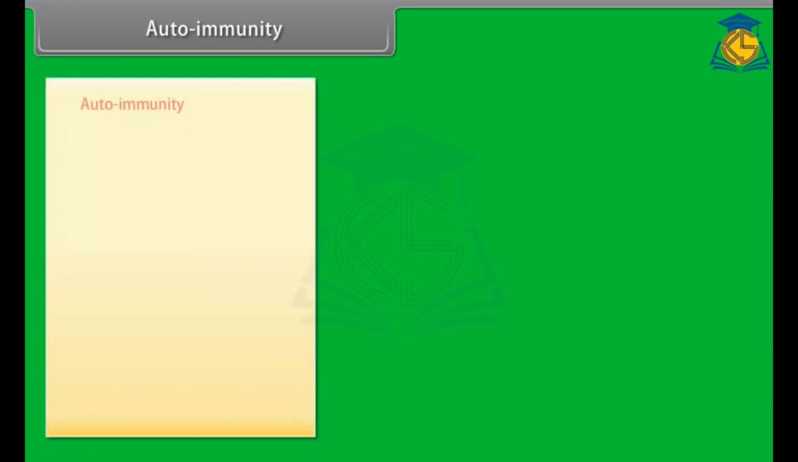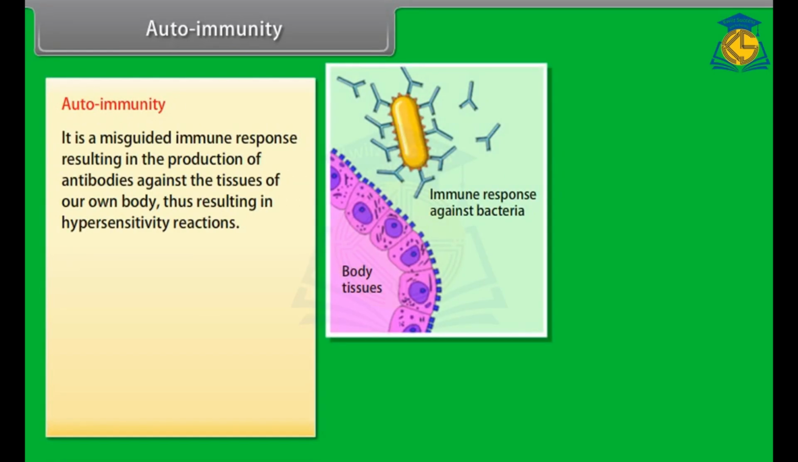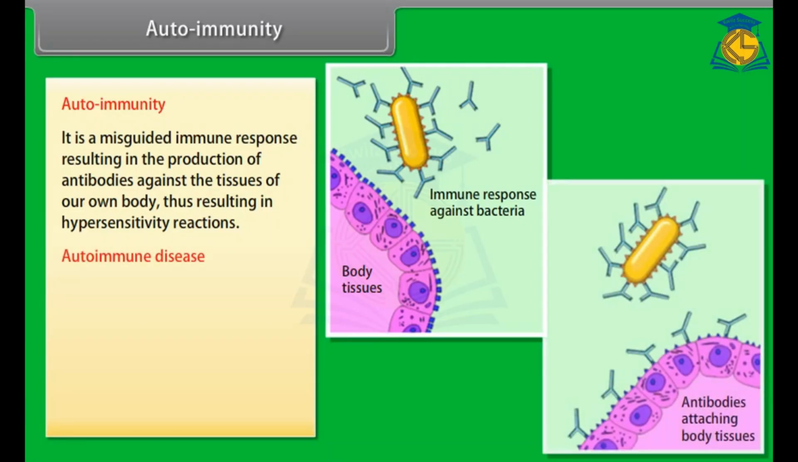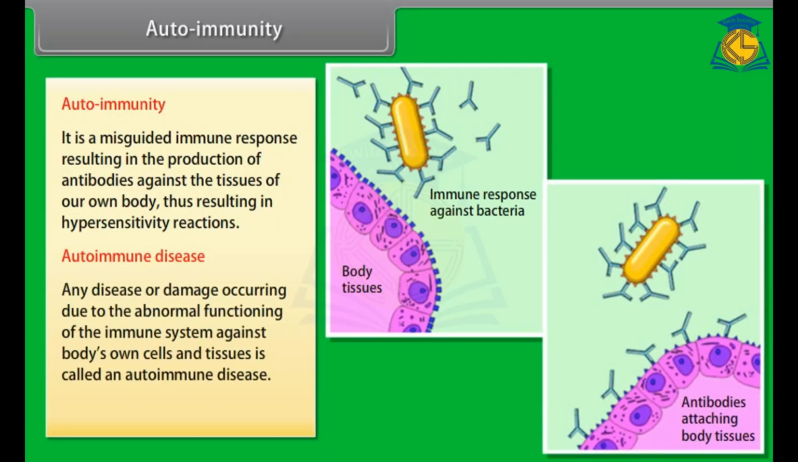Autoimmunity. It is a misguided immune response resulting in the production of antibodies against the tissues of our own body, thus resulting in hypersensitivity reactions. Autoimmune disease: any disease or damage occurring due to the abnormal functioning of the immune system against body's own cells and tissues is called an autoimmune disease. For example, rheumatoid arthritis.